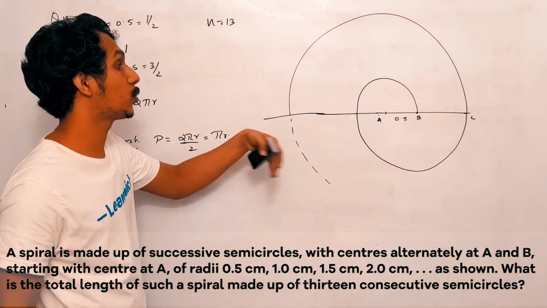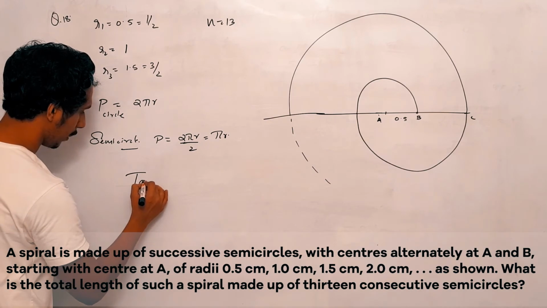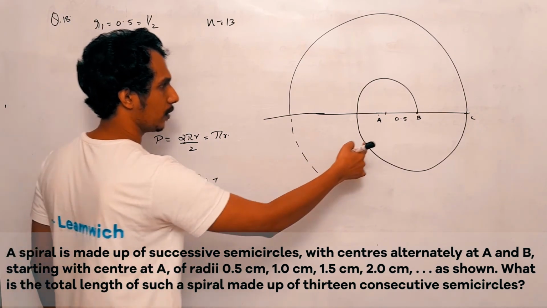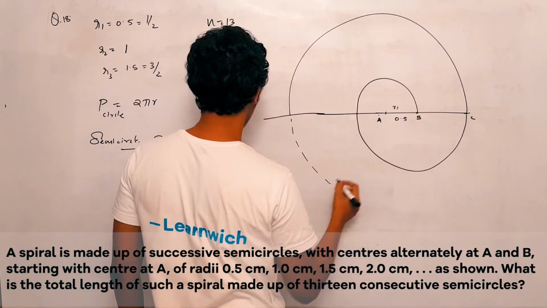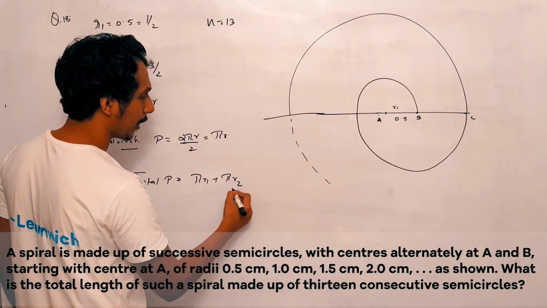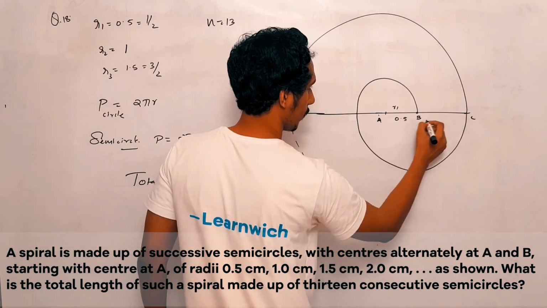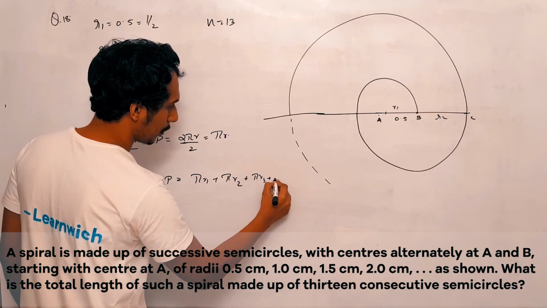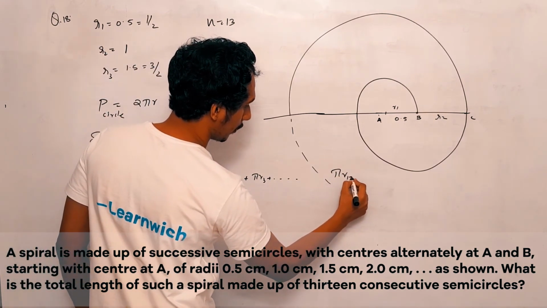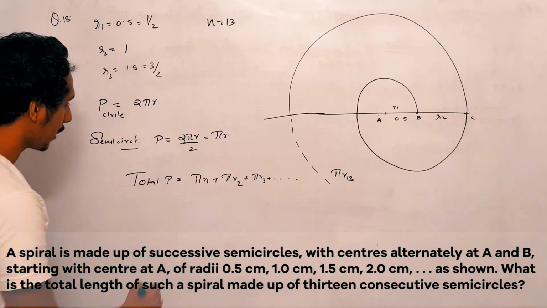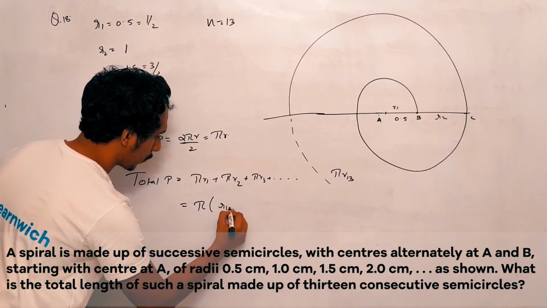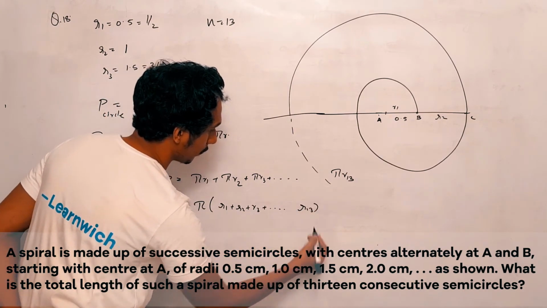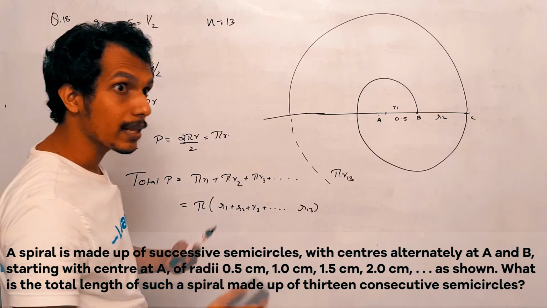We have to find the total perimeter. Total perimeter means pi r1 for this one, this is r1. Then we add pi r2, this one, this is r2. Then we add pi r3 plus etc., up to pi r13. If you take pi common, you get r1 plus r2 plus r3 plus etc., up to r13. Here is where the magic is going to happen.